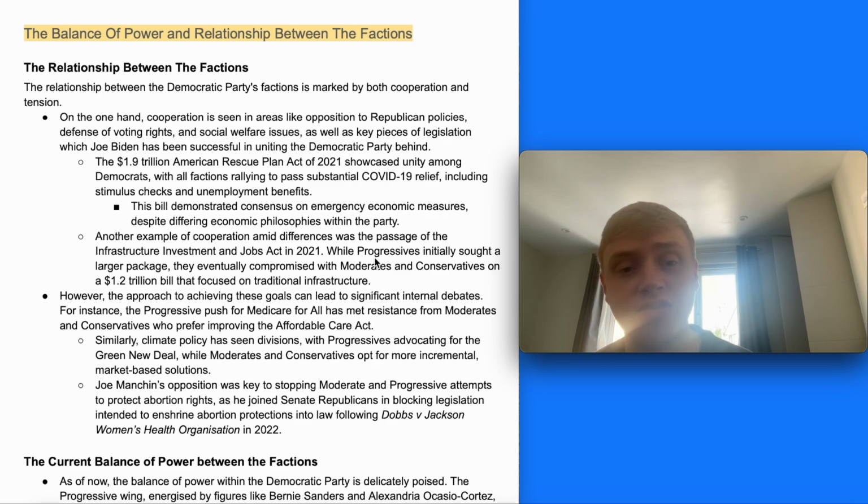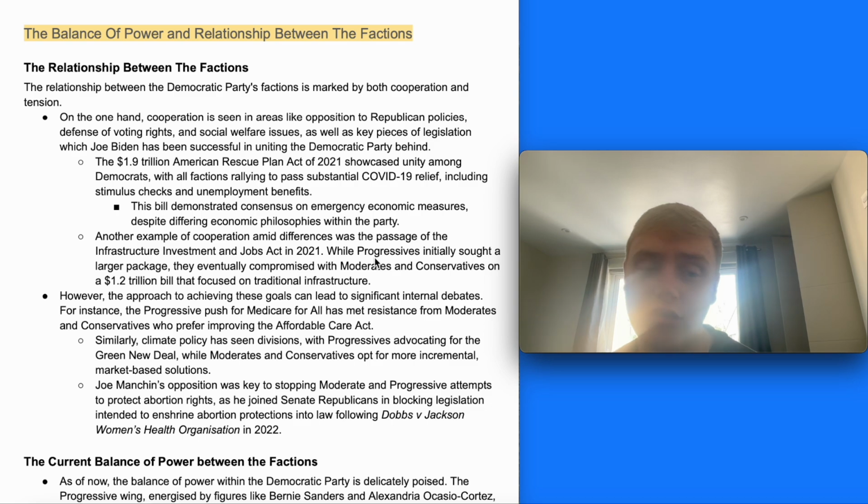Another example of cooperation is the passage of the Infrastructure Investment and Jobs Act. While progressives initially sought a larger package, they eventually compromised with moderates and conservatives on a $1.2 trillion bill that focused on traditional infrastructure. However, the approach to achieving these goals can lead to significant internal debates.